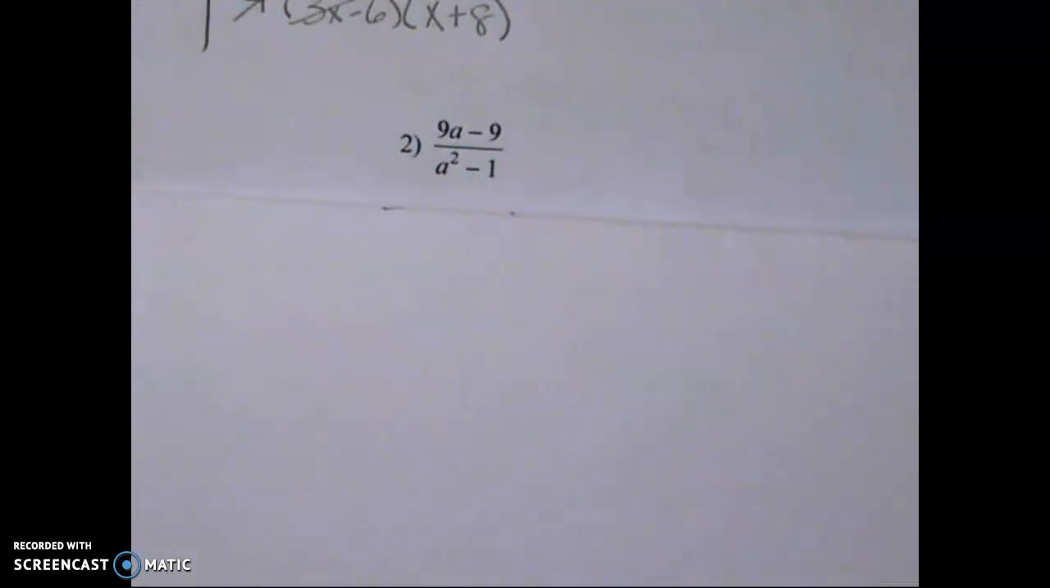For number 2, in my numerator, there's only 2 terms here, so either I'm going to factor out a GCF or it's going to be a difference of squares.